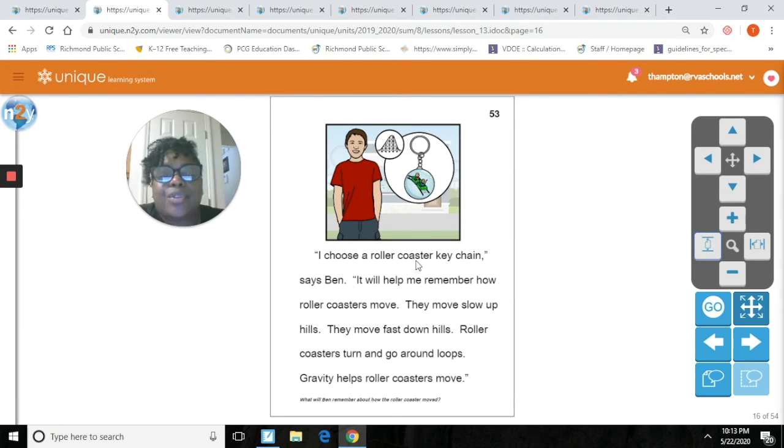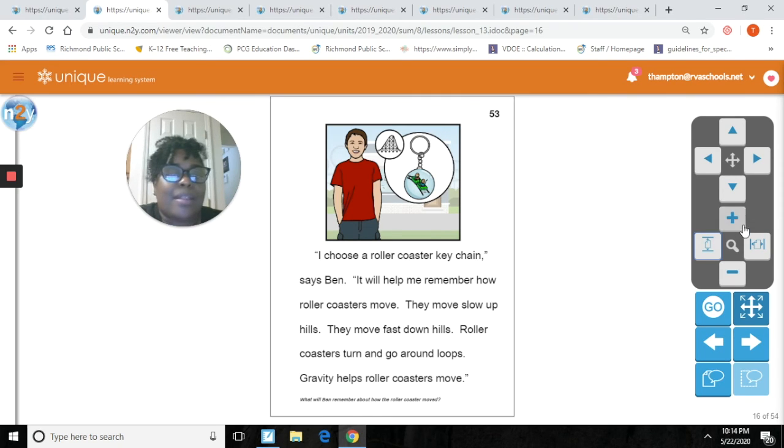Okay, I choose a roller coaster keychain, says Ben. It will help me remember how roller coasters move. They move slow up hills. They move fast down hills. Roller coasters turn and go around loops. Gravity helps roller coasters move.